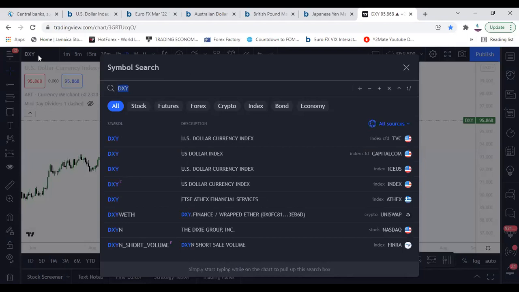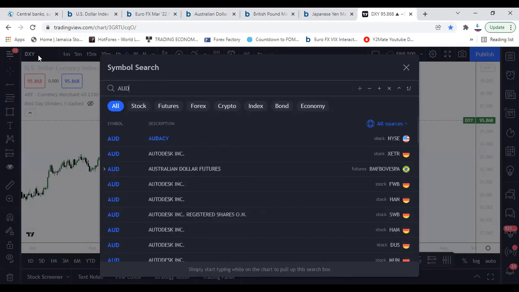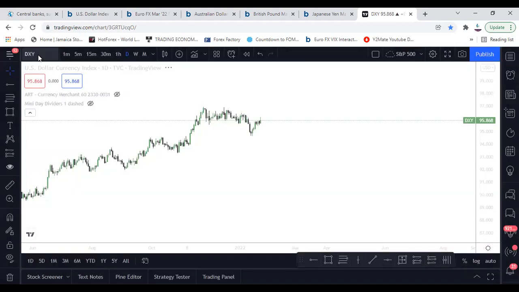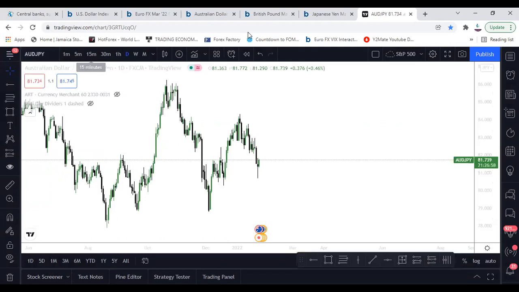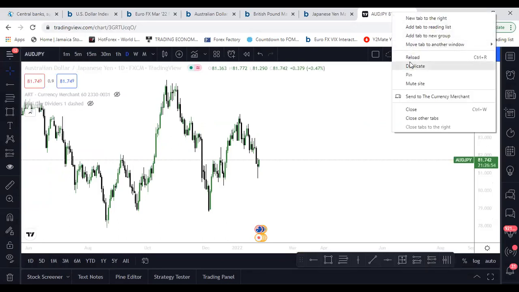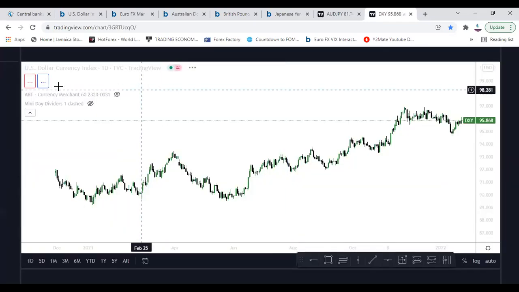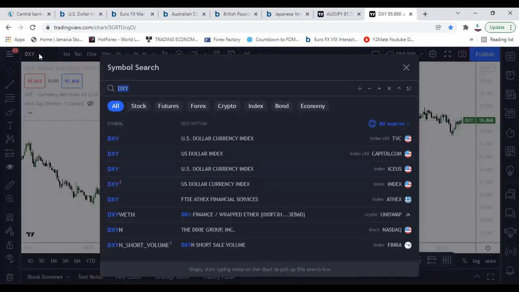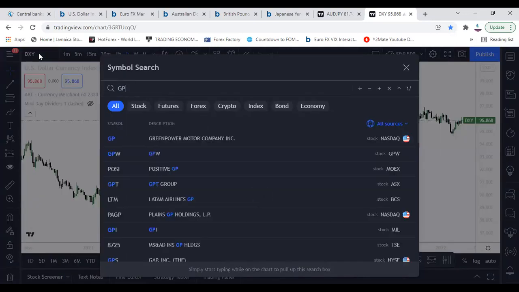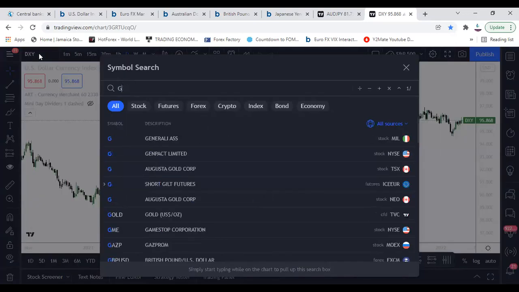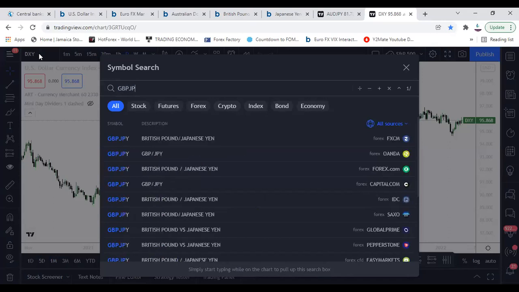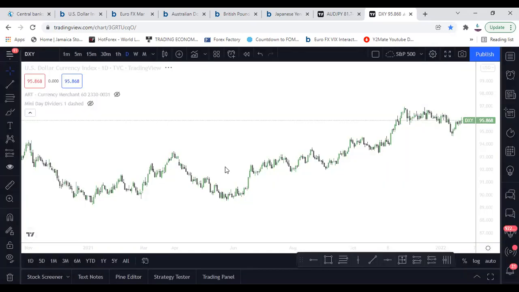Primarily for the Asian session: Aussie yen, GBP yen, NZD yen. Primarily, I trade the GJ. I prefer the GJ. All right, let me grab GJ right here. Bam. Forex.com feed.